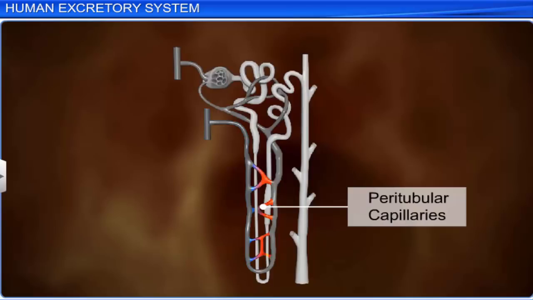The capillaries of many such efferent arterioles unite to form the renal vein, which joins the inferior vena cava.